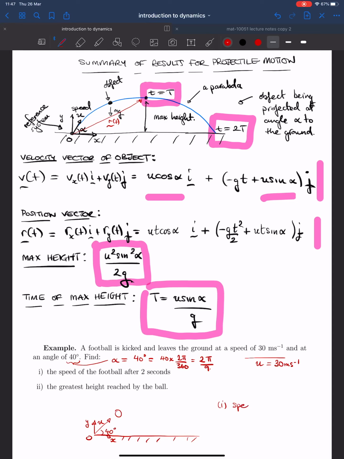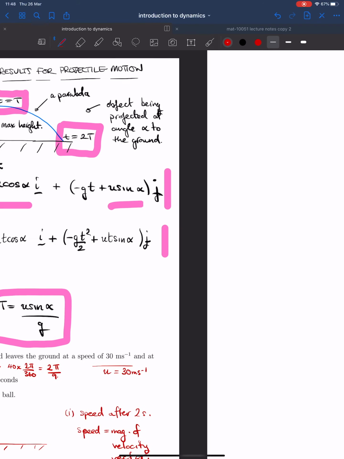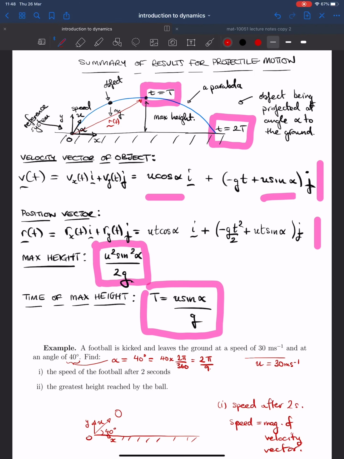Speed. Now remember, speed after 2 seconds. Remember that speed is the magnitude of the velocity vector. Therefore, what we should do is compute the velocity vector at 2 seconds and then compute the magnitude. All right, so this is what we're going to do. I'm going to copy and paste this result.